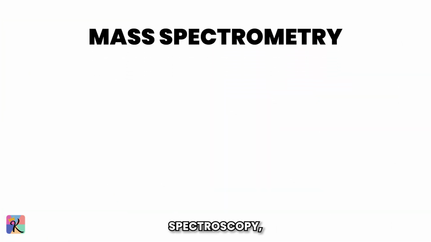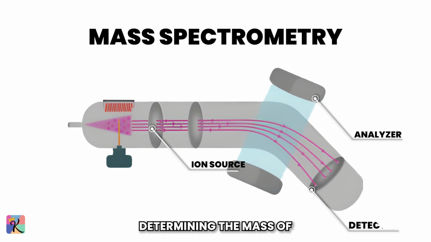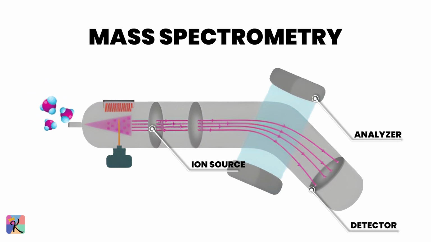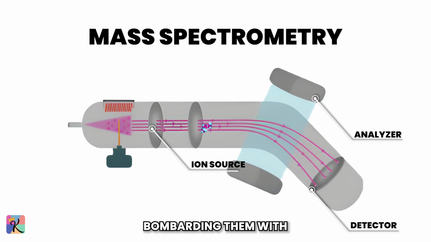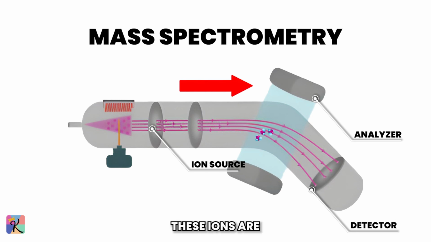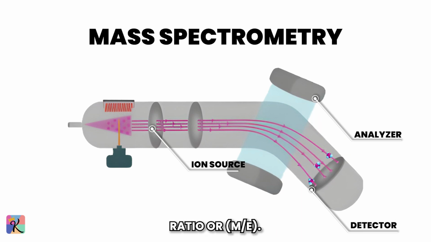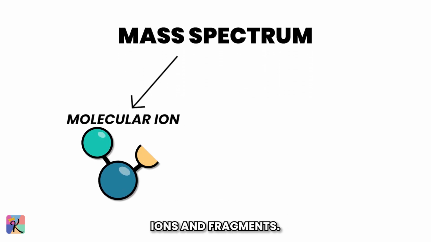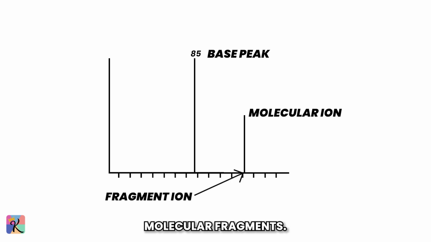Unlike absorption spectroscopy, mass spectrometry doesn't involve light absorption, but is crucial for determining the mass of compounds in a sample. In a mass spectrometer, molecules are ionized, usually by bombarding them with high-energy electrons. These ions are then passed through a magnetic field, which deflects their path based on their mass-to-charge ratio, or m/e. The result is a mass spectrum, which shows peaks corresponding to the molecular ions and fragments. Peaks above the molecular weight indicate isotopic variance, while those below represent molecular fragments.